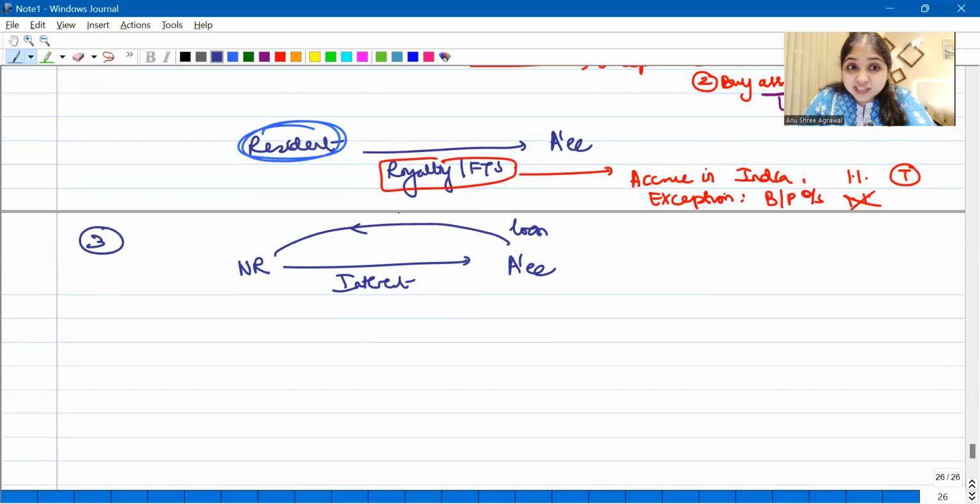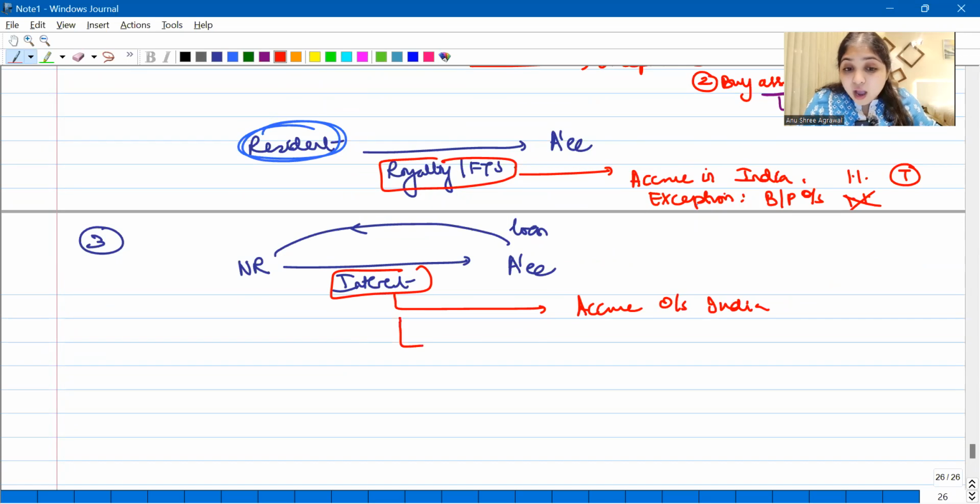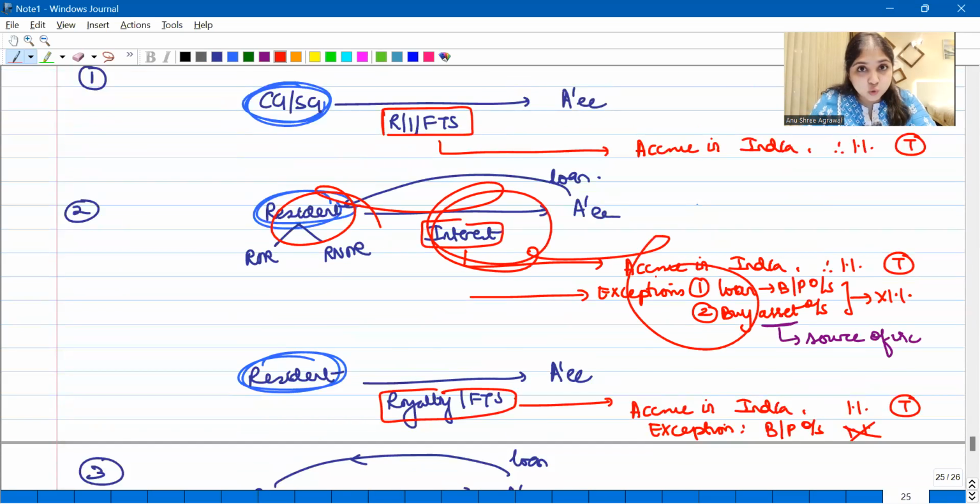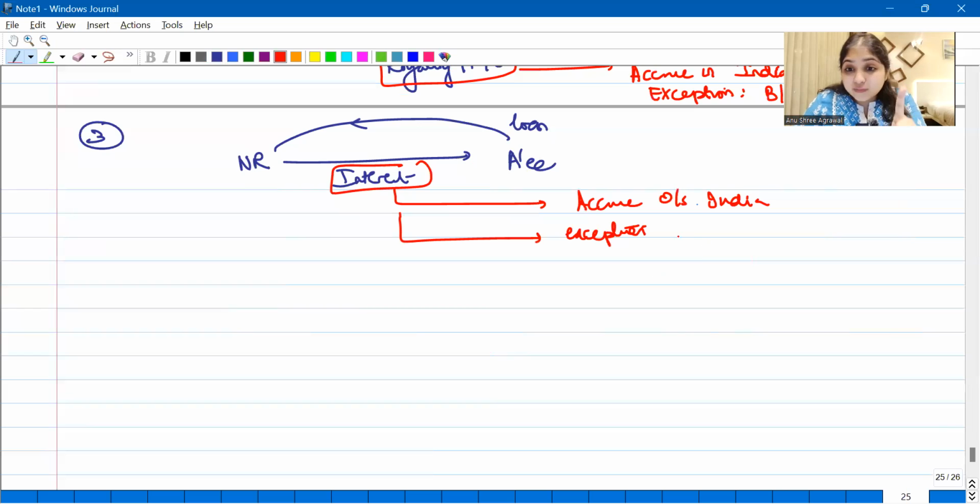If a non-resident is giving interest, what will your first answer be? Your first answer will be: non-resident is giving, therefore accruing outside India. But tell me, how many exceptions will you have? Will you have 1 exception or 2? Only when a resident gives interest, you will have 2 exceptions. Everywhere else, only 1 exception. What is that 1 exception?